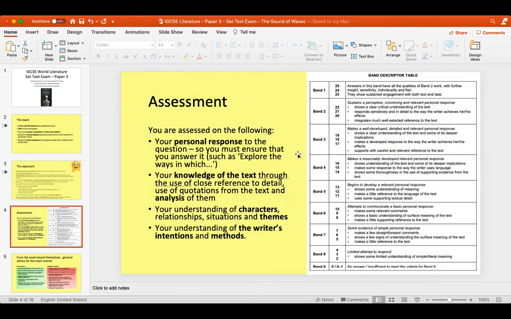Just so you know, you are assessed out of 25, and you're looked at for each question, so the entire exam's out of 50, and you are assessed on your personal response to the question. So how well can you answer the question? How well do you know the text, your knowledge of the text, how well you can analyze the text, your understanding of characters, their relationships together and how they relate to key themes, and also how well do you understand what it is Sophocles is doing in tragedy.